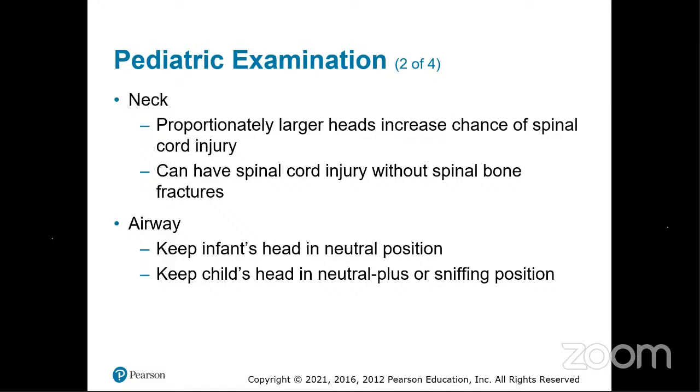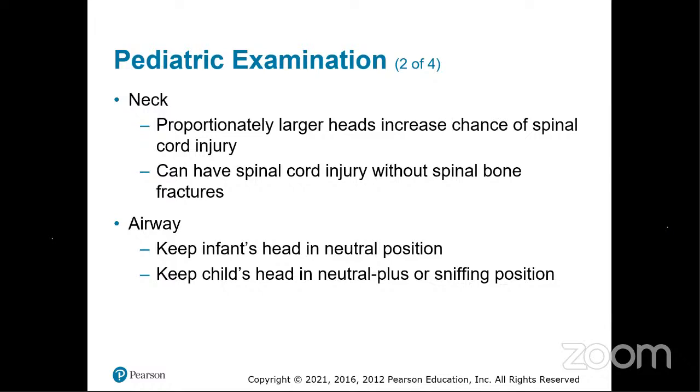Their head, we've hit on some of this hopefully too. This isn't new news for you guys. It's larger than their body in proportion. So it increases the chance of spinal cord injury, right? If you have a 10-pound bowling ball sitting on a little 6-pound frame versus a 10-pound bowling ball on a 150-pound frame, the chance of damaging it is greater just because their head is disproportionately larger.